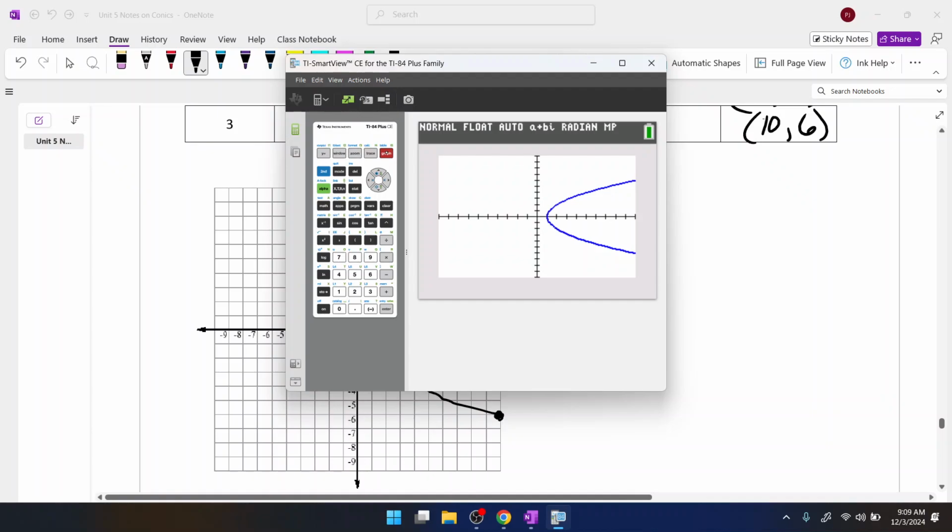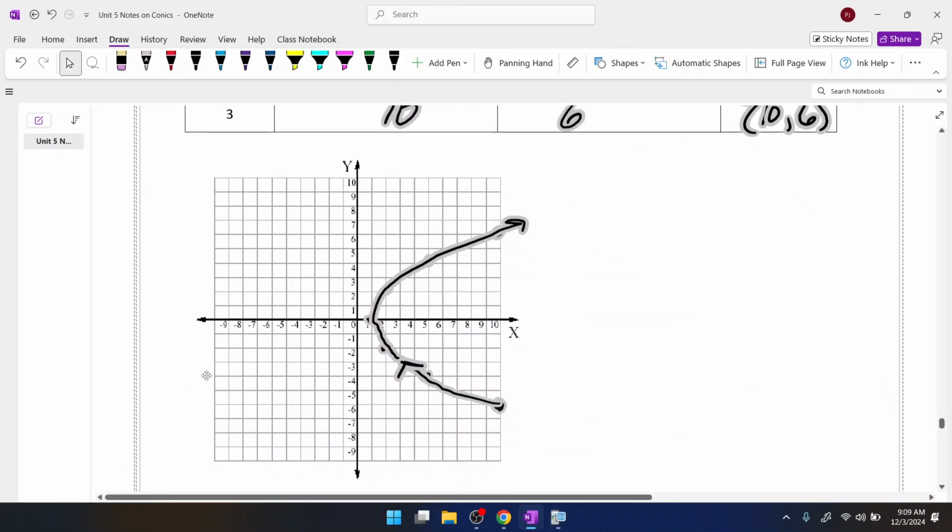One thing that we're going to do is learn how to eliminate parameters.